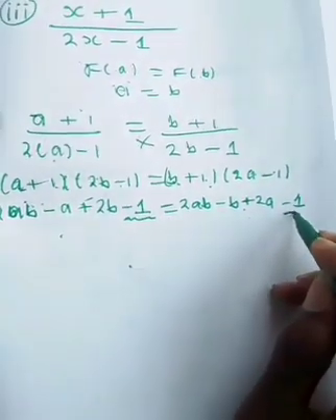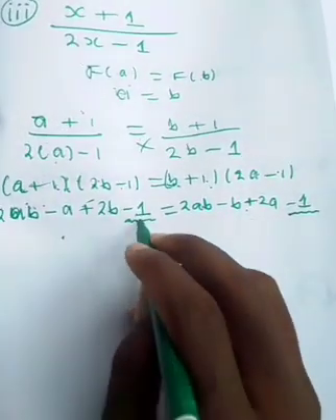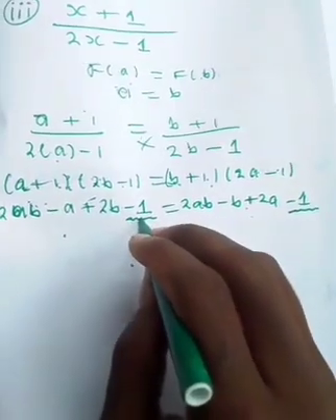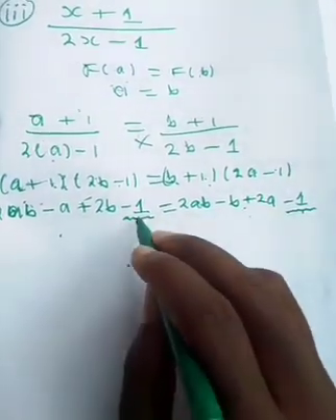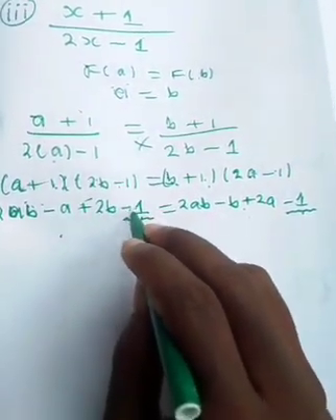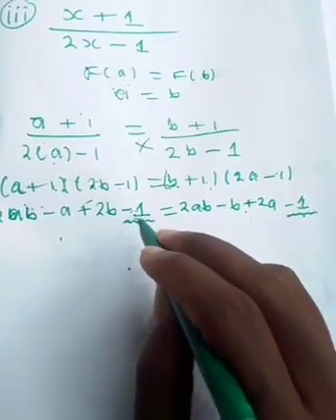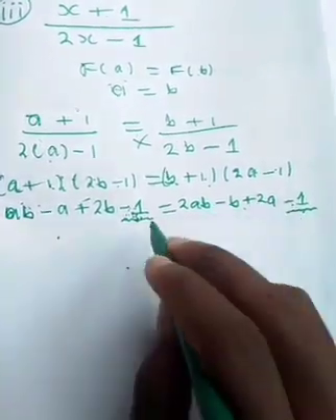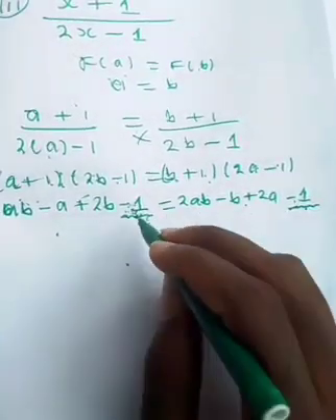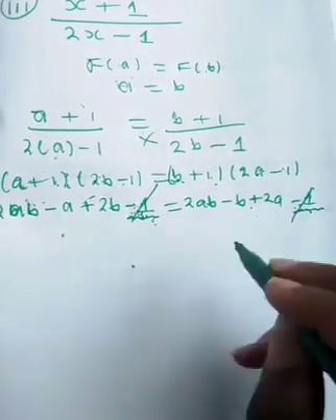Here I have negative 1 and here I have negative 1. They are on the opposite sides, this on the left side, this on the other side. They are both like terms and they have the same signs. Both signs are negative. They are on opposite sides, so they can be cancelled out.